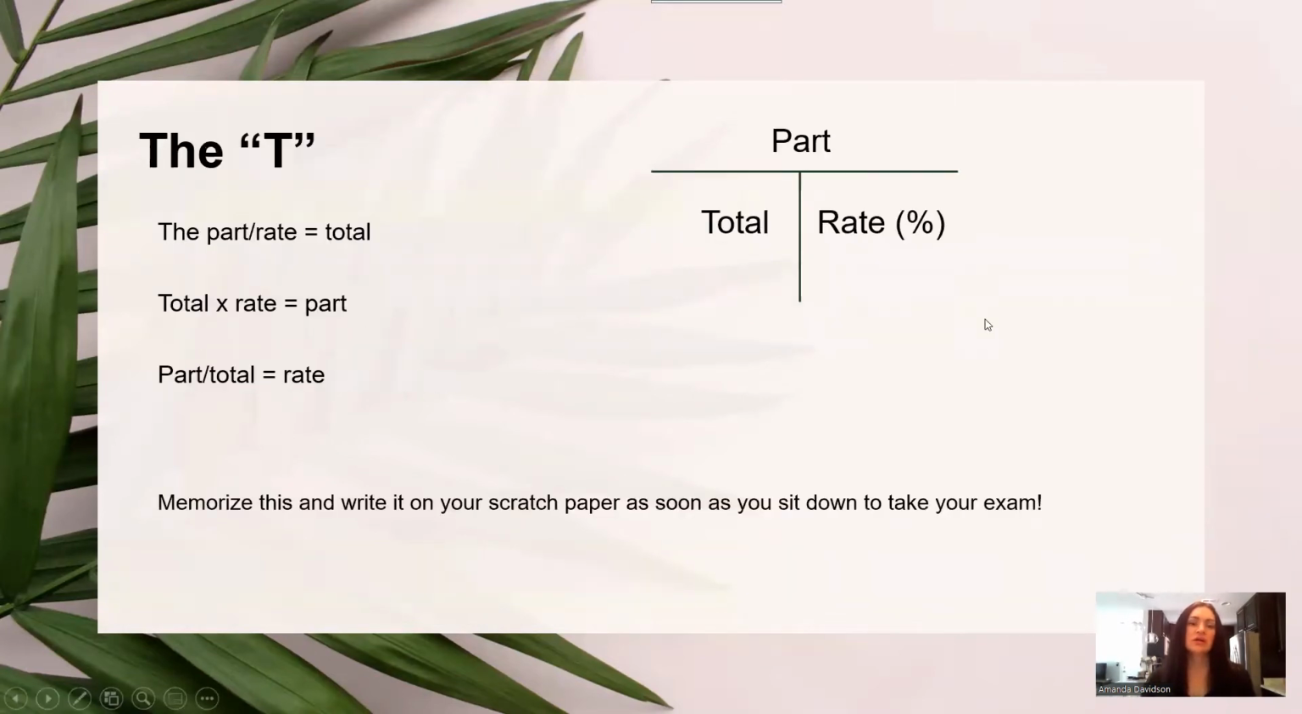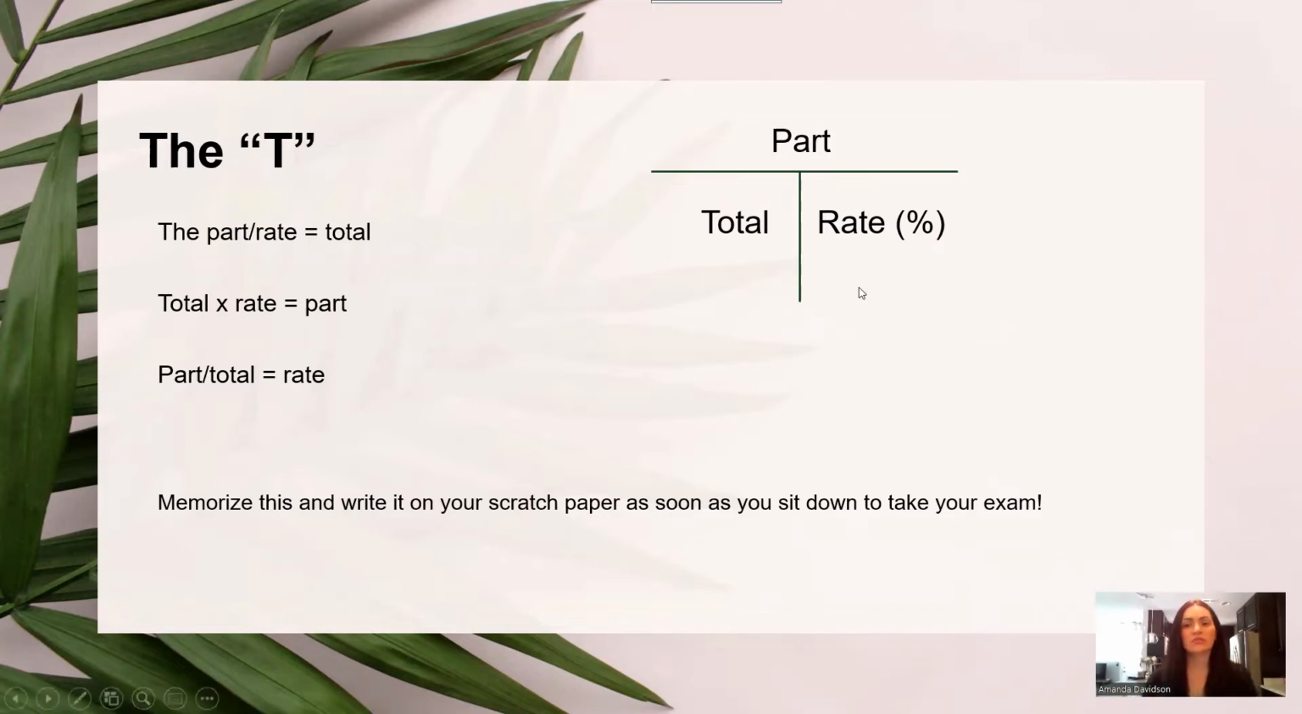The T trick. I would absolutely write this down. I've got it down here, but I'm going to say it up front. As soon as you get into the testing site, write this down. You've got your T, which we have right here. That's the T trick. And you've got part, total, and rate. Rate is always a percentage.